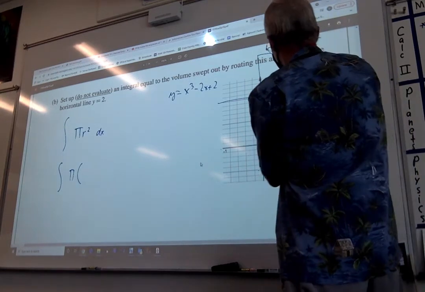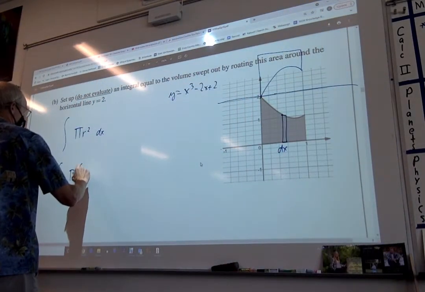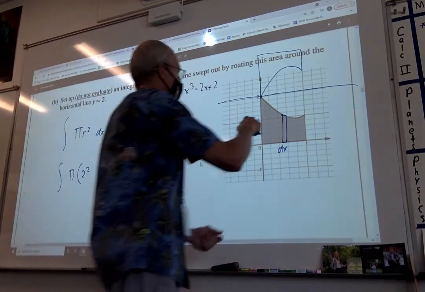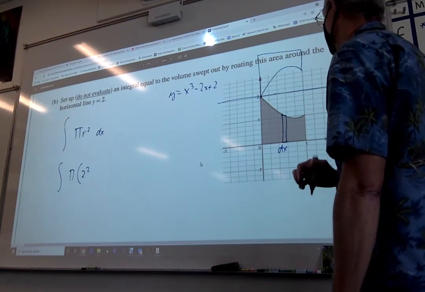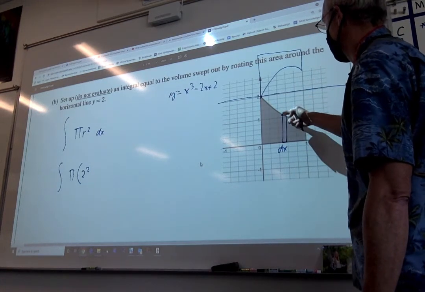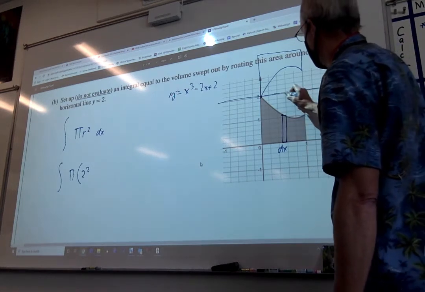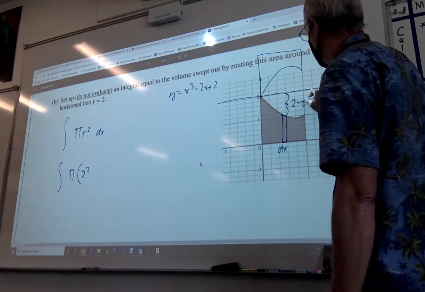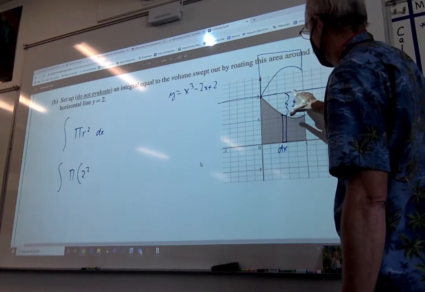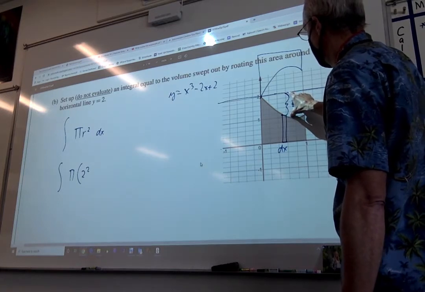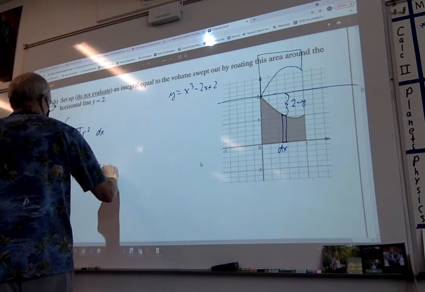Right? It's the full thing, which is 2. 2 squared. Pi r squared. So it's the full one subtracting out that. And that is 2 minus y. Yeah, that's 2 minus y. So it's subtract out 2 minus y. So minus 2 minus y squared.